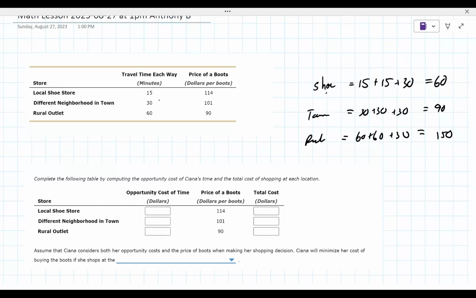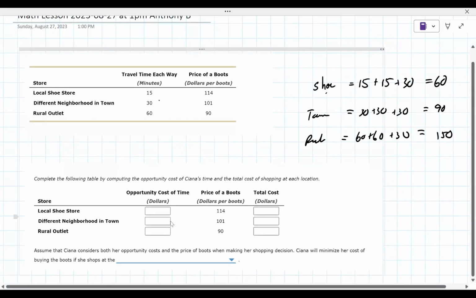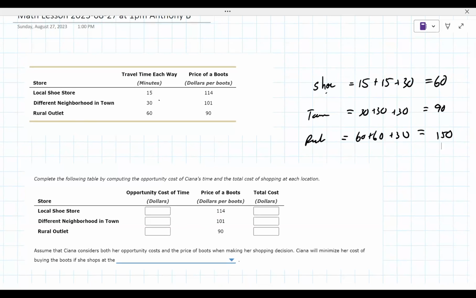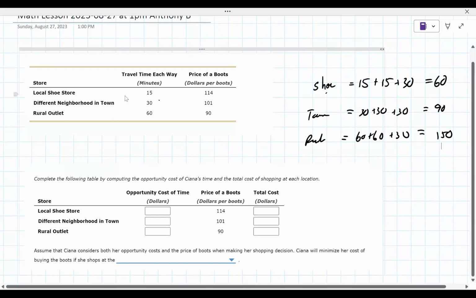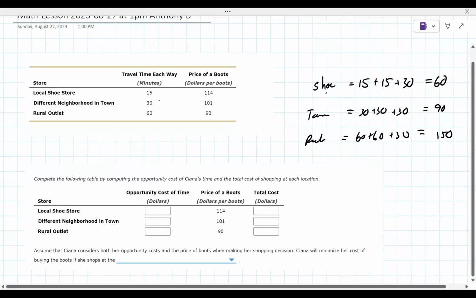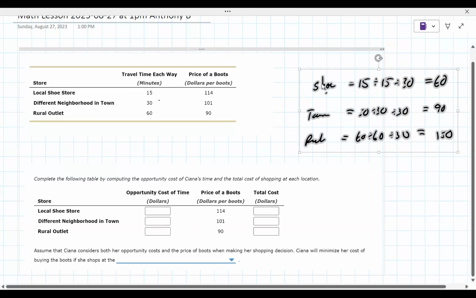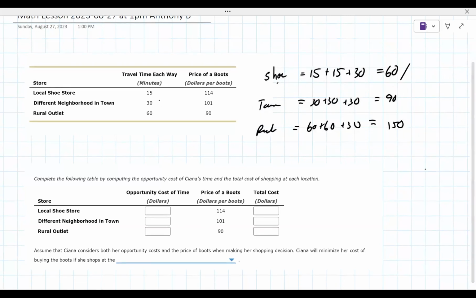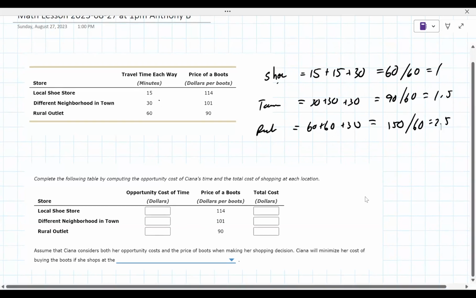So the next thing here is to take her rate and multiply it by the number of hours. I'm going to slide this over. So to determine the number of hours, you divide by 60. That's 1 hour, 1.5 hours, 2.5 hours. You can just add them up. And then you take the number of hours times the rate.